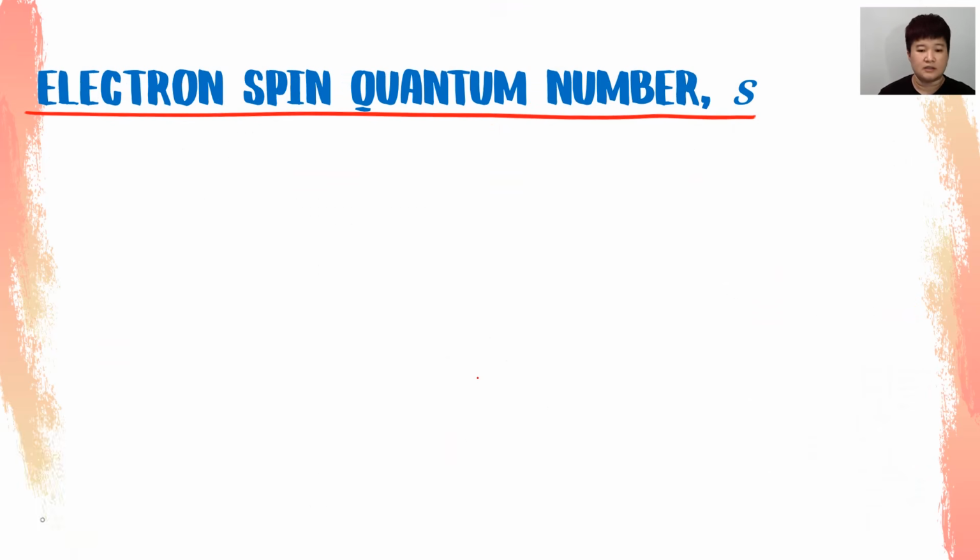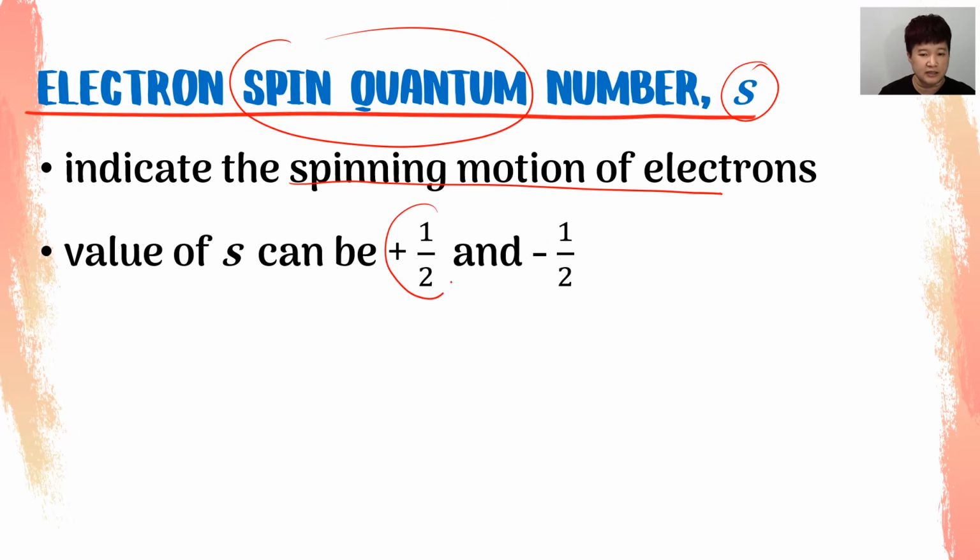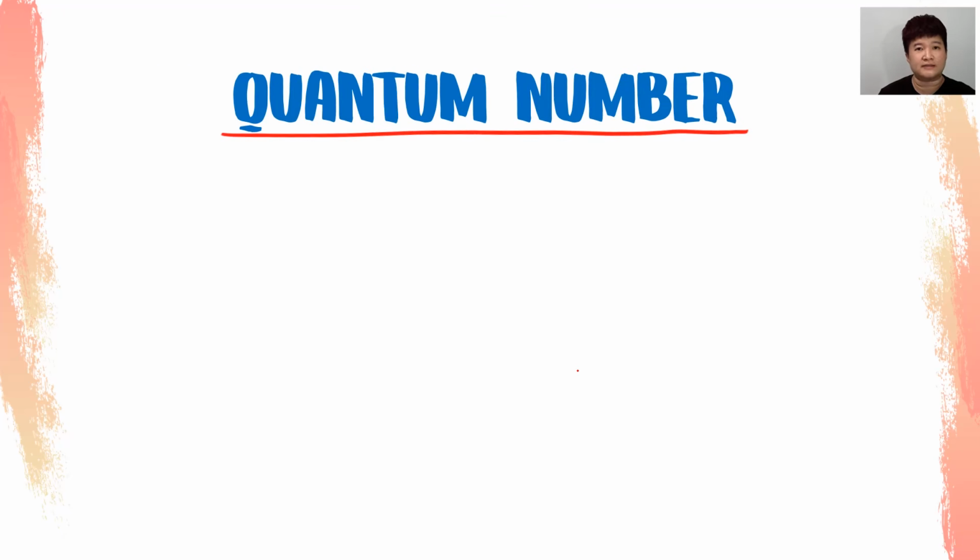Simple. Last but not least, we have the spin quantum number, where the symbol is s, and this is the easiest one because s represents the spinning motion of the electron, and we only have 2. We only have positive half and negative half. This represents clockwise and also anti-clockwise. It means that your electron can be in two directions only, clockwise and also anti-clockwise.